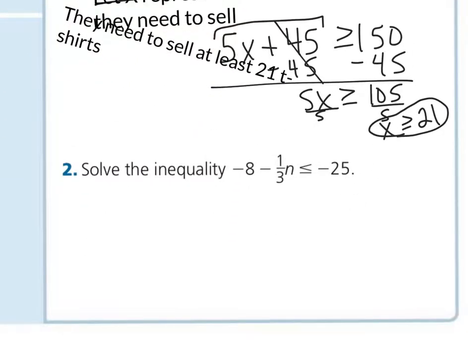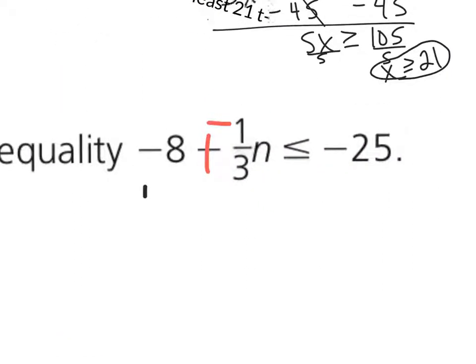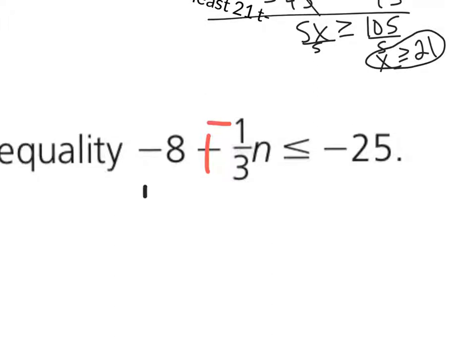Okay, and then if we look at number 2, just watch your signs on this one. If you want to add the opposite here first, you can. And then there's a -8 that we need to get rid of. To get rid of a -8, we would need to add 8 on both sides.